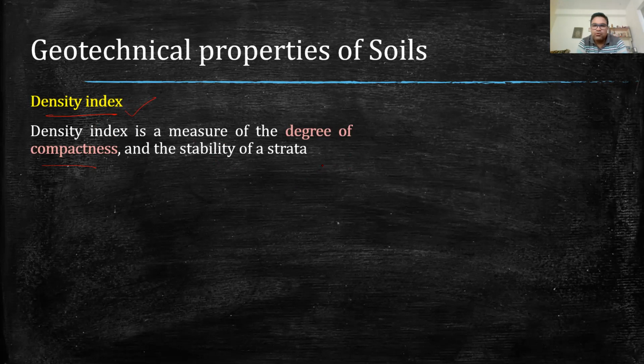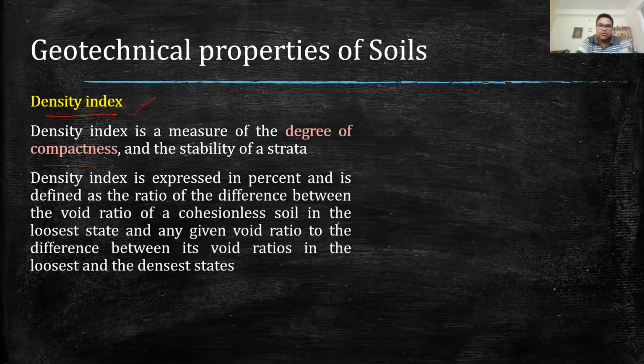Now, if we want to compact our soil, it means we are actually trying to remove the voids in it. So again, as we are discussing voids, here the role of void ratio comes into the picture. Density index is expressed in percentage, and it is defined as the ratio of the difference between the void ratio of a cohesionless soil in the loosest state and any given void ratio to the difference between its void ratio in the loosest and the densest states. Well, we will understand this one by one.